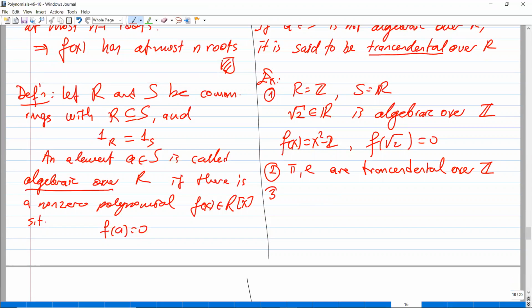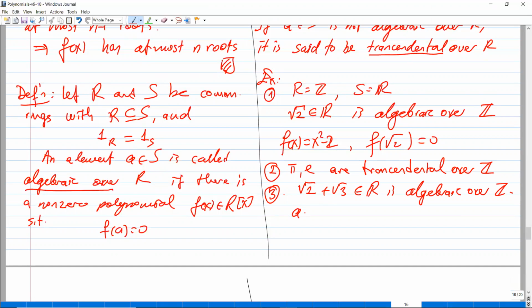And the third statement is, if you look at this algebraic number square root of 2, and square root of 3 is also algebraic over Z. Let's show that the square root of 2 plus square root of 3 is algebraic over Z. So we need to find a polynomial one of whose roots is square root of 2 plus square root of 3.